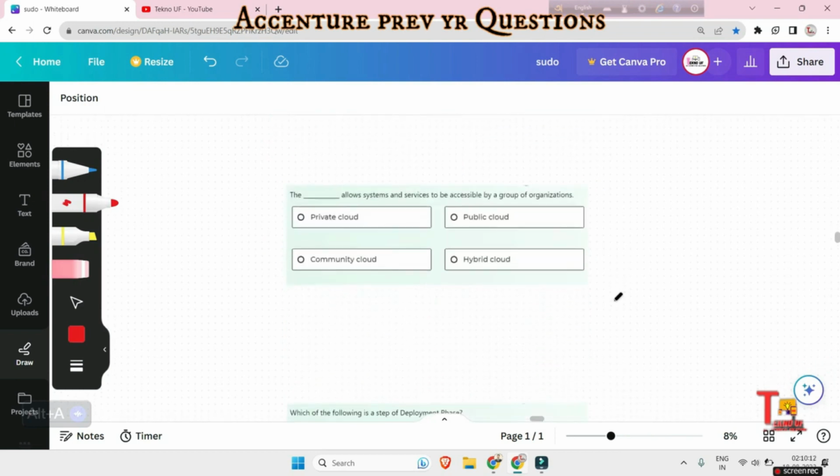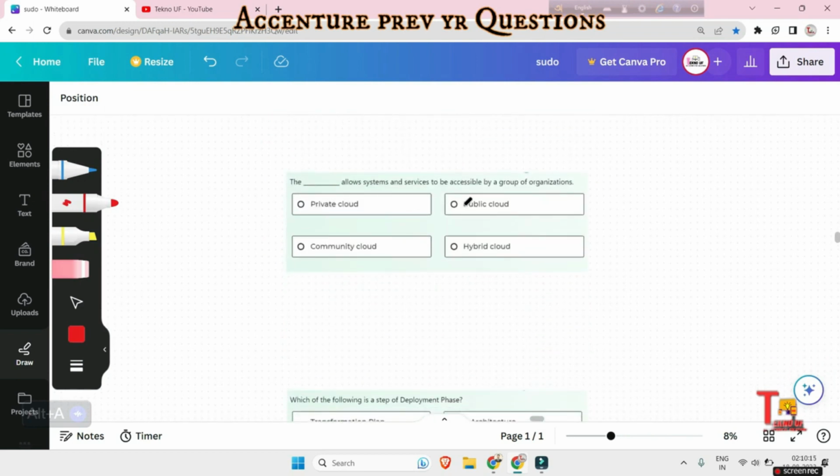Okay, let's go to our next question. That is, the dash allows systems and services to be accessible by a group of organizations: private cloud, public cloud, community cloud, and hybrid cloud. If you did not watch the previous video on cloud, then please watch that. I have discussed private, public, hybrid, and community cloud in brief, so it can be very helpful to answer this type of question. So the answer will be community cloud here, because community cloud allows systems and services to be accessible by a group of organizations, right?